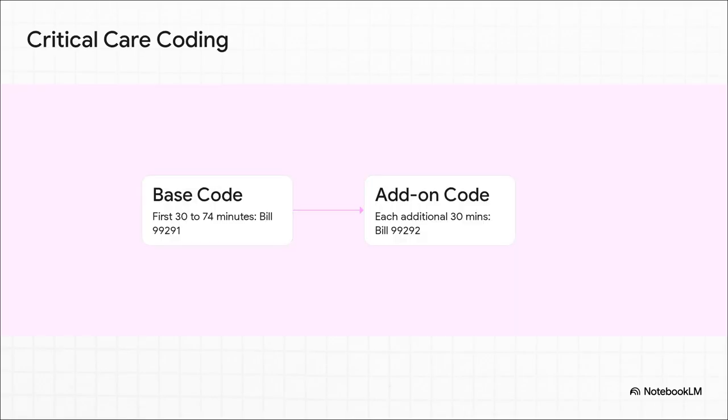Now, when dealing with life-threatening critical care, the rules change again. Here, we strictly code based on total time spent in direct, continuous management of the patient. For the first 30 to 74 minutes of direct critical care, you bill a base code, 99291. For each additional 30 minutes of care beyond that first hour block, you bill the add-on code, 99292. So if you have a patient in septic shock requiring 90 straight minutes of management, you would bill 1 unit of 99291 and 1 unit of 99292.